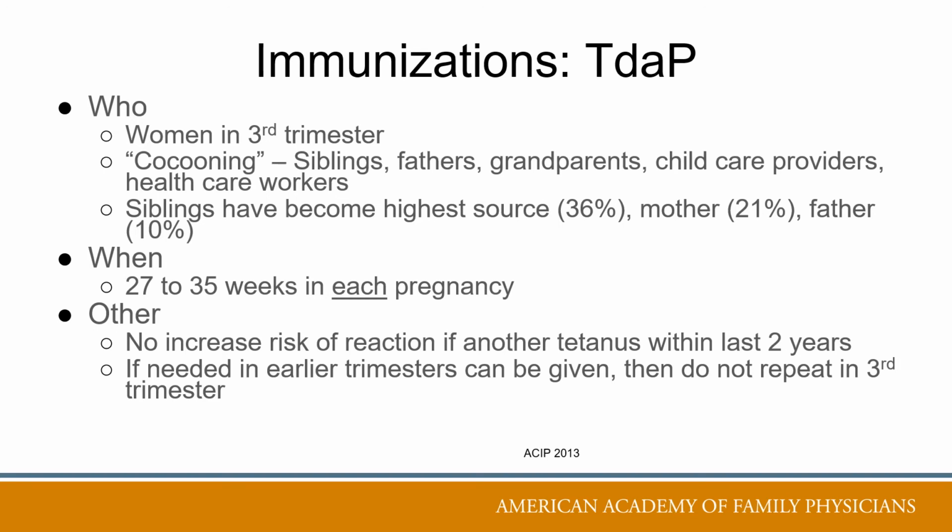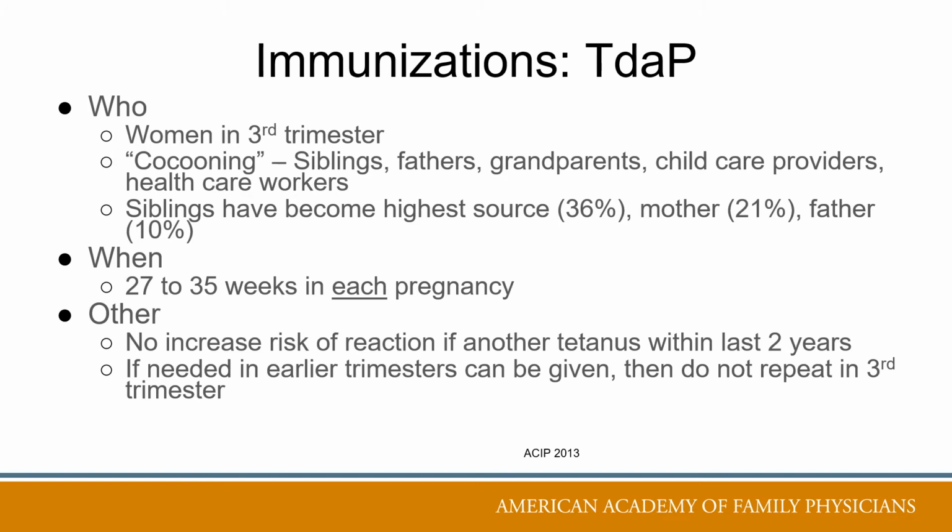Immunizations given during pregnancy are a way to protect not only the mother, but also the people around her and her growing infant. 27 to 35 weeks in each pregnancy, we want to give the Tdap vaccine. There's really a need as well for other people in the family to get this vaccine. So siblings, fathers, grandparents, child care providers, and healthcare workers all really should be getting this Tdap vaccine that will help protect the mother and her baby.